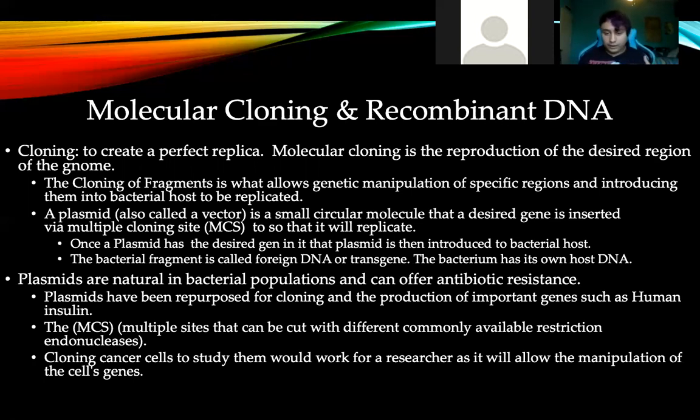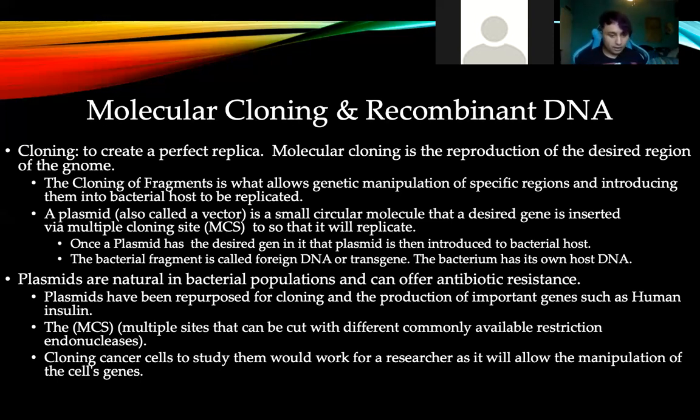Okay, so plasmid. A plasmid, also called a vector, is a small circular molecule that is used to insert genes into cells via multiple cloning sites, so that that gene can be replicated and used in other experiments. Once a plasmid has the desired gene in it, that plasmid is then introduced to a bacterial host. Bacterial hosts are used because bacteria in general can infiltrate cells of plants and animals and many organisms in order to replicate their DNA, and as long as they're filled with that desired gene, they can apply that desired gene into whatever the bacterial host then infects. Okay.